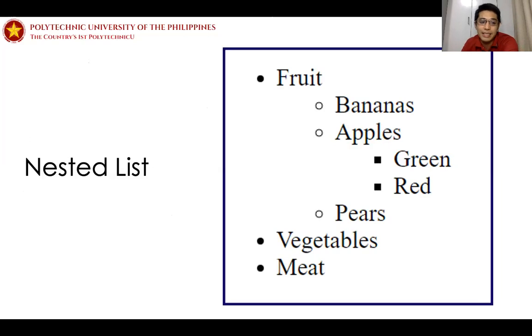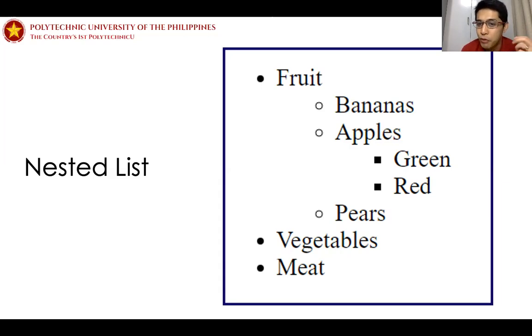Last example is a nested list. This is an example of a nested list. That means you have a bullet, you have a list in bullets. However, the items enumerated in the list provide also sub items per list. That makes this called as nested list.